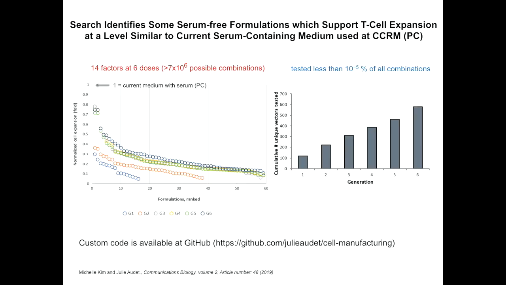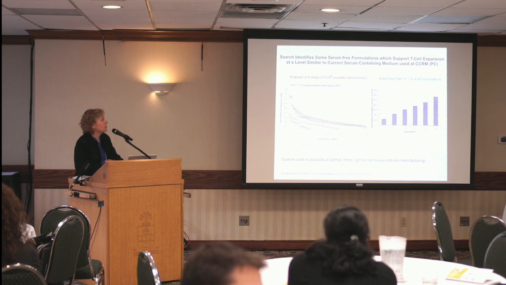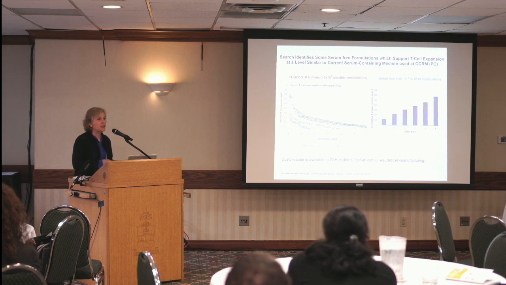And so we were able to compare the performance of new combinations with the current serum-containing media that CCRM was using at that time in their T-cell culture process. So once again, we were interested in developing a serum-free formulation. So we made a list of 14 factors at 16 doses. So this is more than 7 million possible combinations.